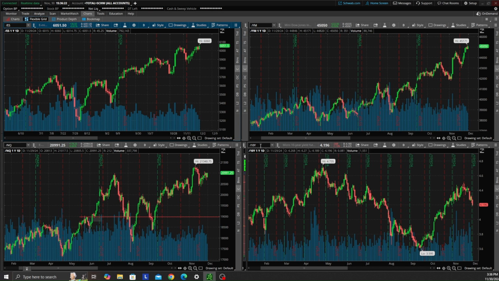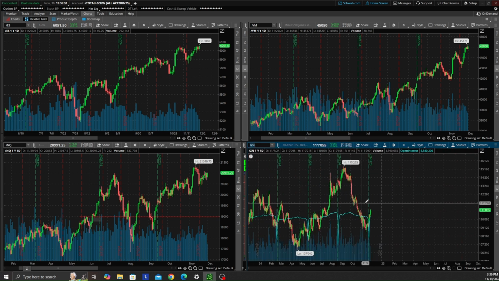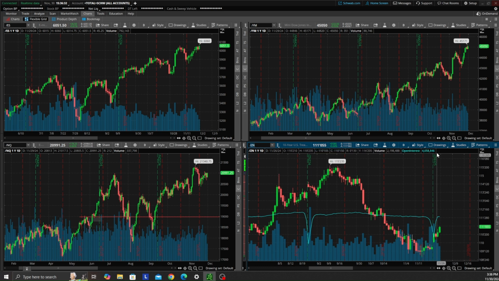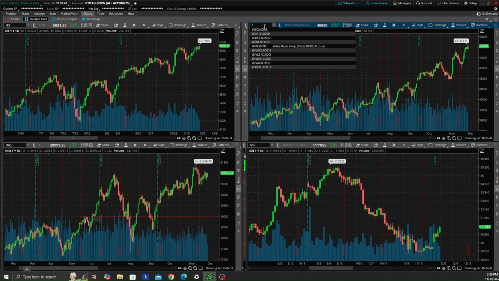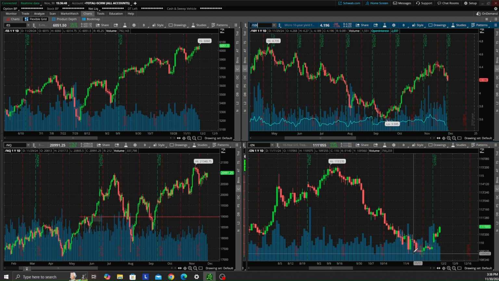So this is the 10-year yield, right? If we go into ZN, that's the actual bond itself. The price of the bonds goes down, right, if people are selling. So this is basically inverse to your 10-year yield. If I put this up here, 10-year yield. Okay, so this is the price of the bonds. This is the yield of the bonds, right?